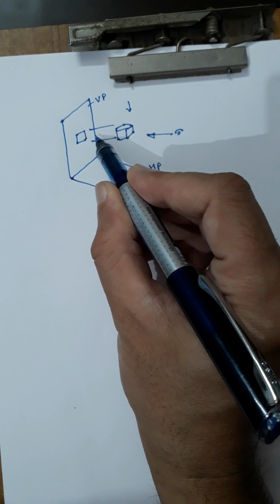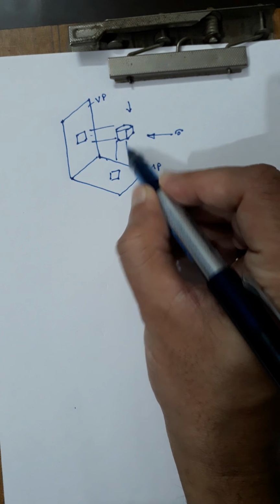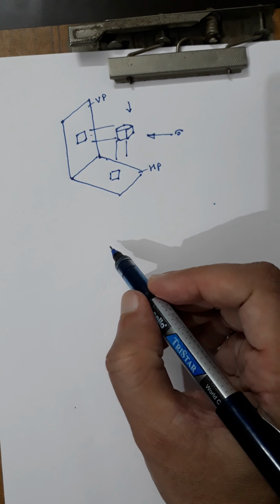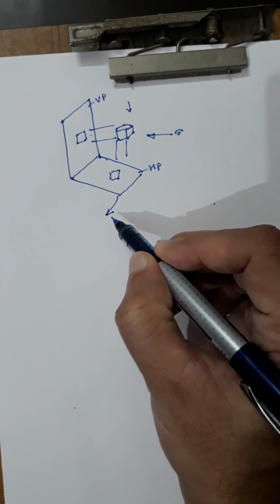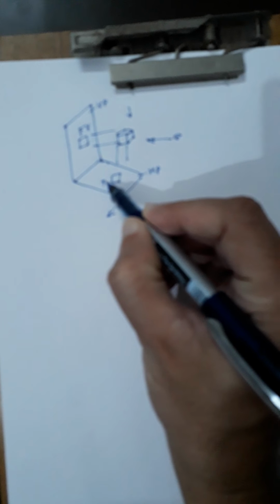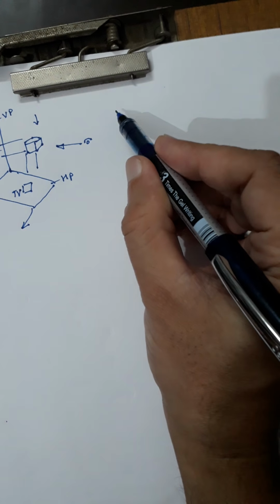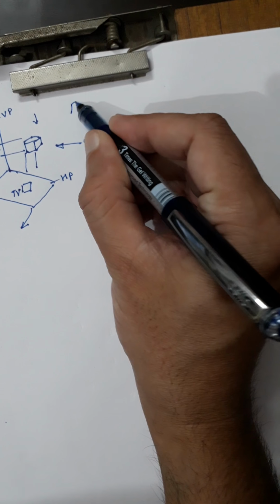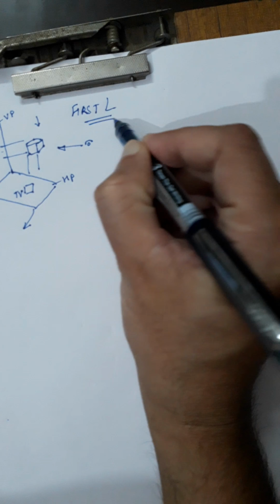The front view is projected on the vertical plane, and the top view is projected on the horizontal plane. Now you have to rotate HP clockwise 90 degrees. Then what will happen? This is the front view, this is the top view. So this is first angle projection.